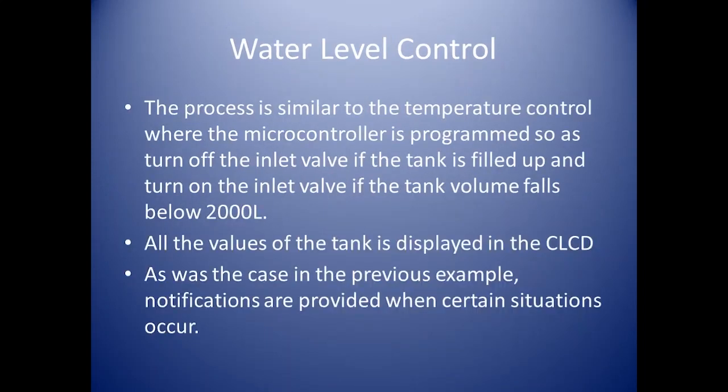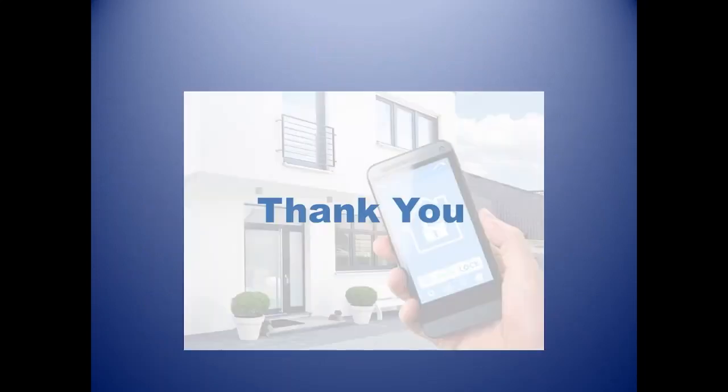So the process is similar to the temperature control, where a microprocessor is programmed so as to turn off the inlet valve when the tank is filled up, and turn on the inlet valve if it falls below 2000 liters, so that there's a constant amount of water present in the tank. And all of these values, whether the control is on or off, and the amount of volume, are all displayed on the CLCD. Notifications are also sent to our Blynk IoT app.